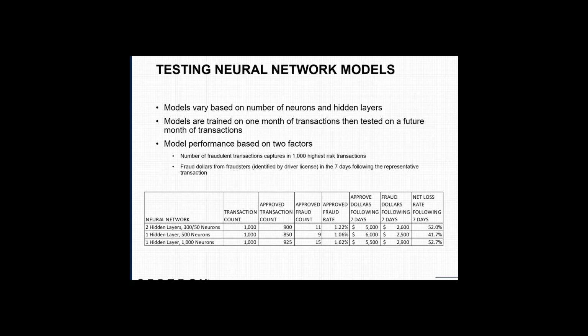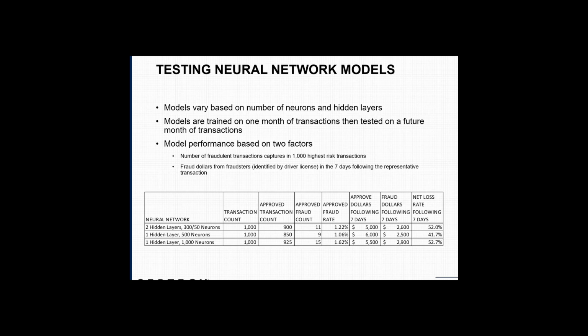So our model performance is really based on 2 factors. The first factor is I want to look at the number of fraudulent transactions I could capture in the 1,000 highest risk transactions based on each of the models. And so what you'll see in the bottom row in my grid there, where I have a neural network with 1 hidden layer and 1,000 neurons, if I take the riskiest 1,000 transactions, I see that I've got 15 instances of approved fraud there, which gives me an approved fraud rate of 1.62%. So that's showing me, based on that one metric, that's the better model.